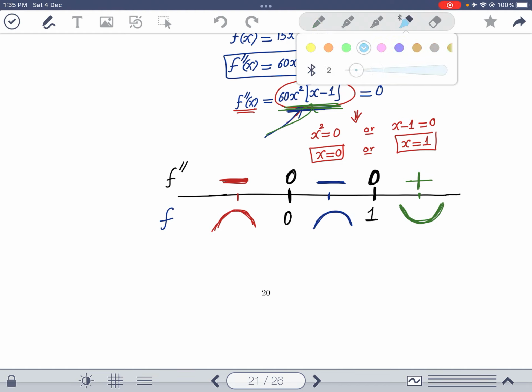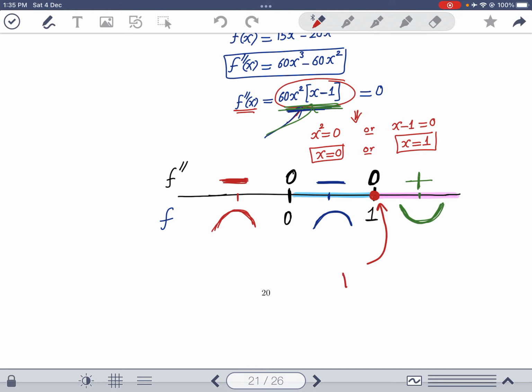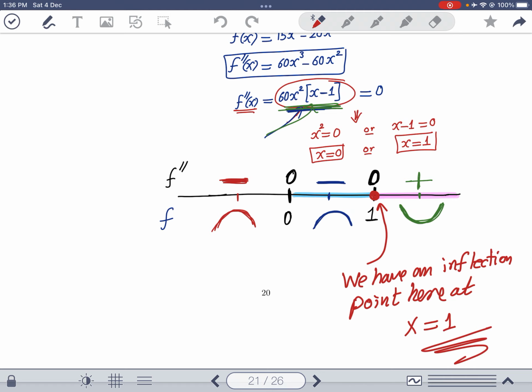This will tell you that the change of concavity happens here. This one was concave down, and afterwards it became concave up. So this for sure here is an inflection point. We have an inflection point here at x equal 1. But on the other hand, at 0, even though the second derivative is 0 at 0, it did not change the sign.